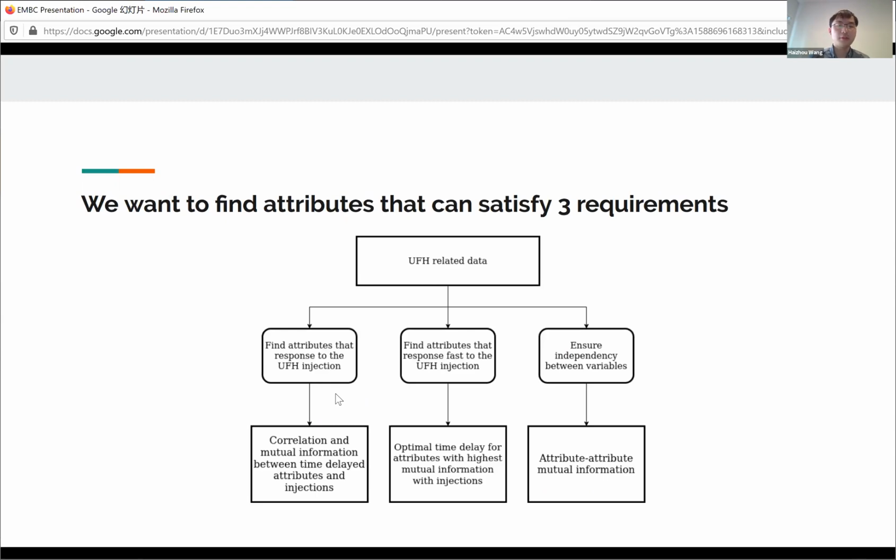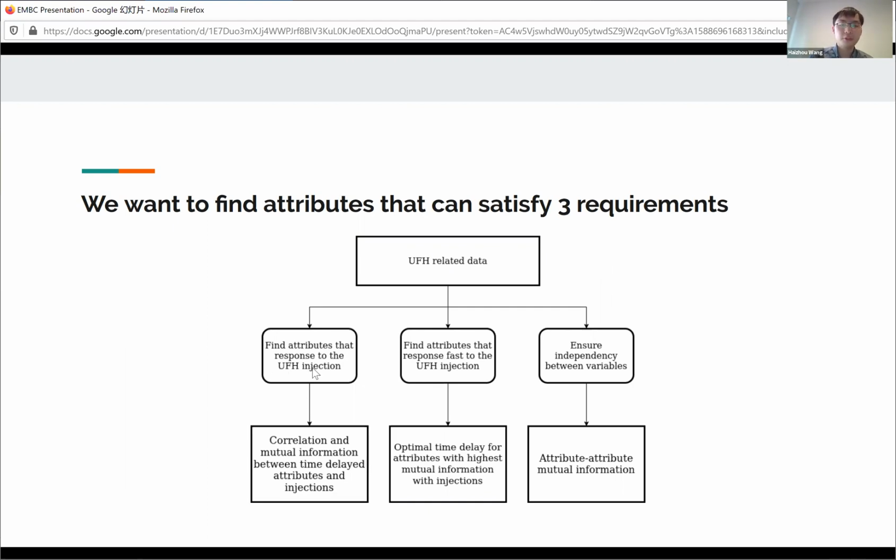So after we pre-process the data, we want to find the attributes that can satisfy three requirements. We want to find the attributes that can respond to the UFH injection, and we want to find the attributes that can respond fast to the UFH injection. And we also want to ensure the independence between variables. So these are the three requirements we are looking for.